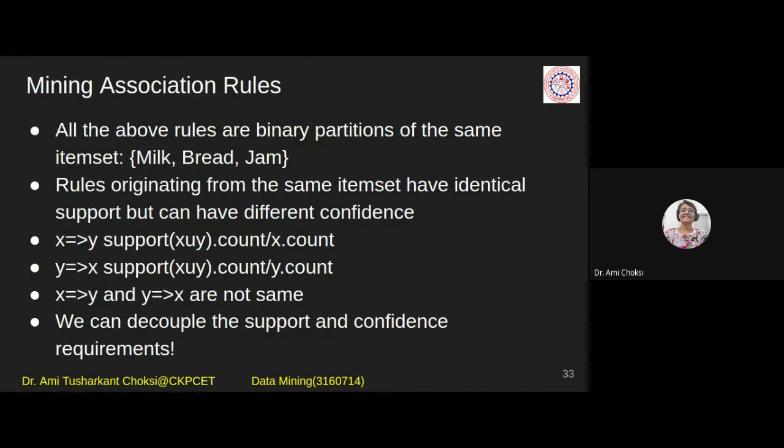Now, mining association rules. We know that if we are saying X implies Y, that means support of X union Y count divided by X count. This is what we have seen. But Y implies X is support of X union Y divided by Y count. So you can see the difference, right? X implies Y and Y implies X are not the same. Bread lega vo butter lega, haan theek hai, but butter lega vo bread lega, that is not necessarily true, right? So that's what we need to consider.